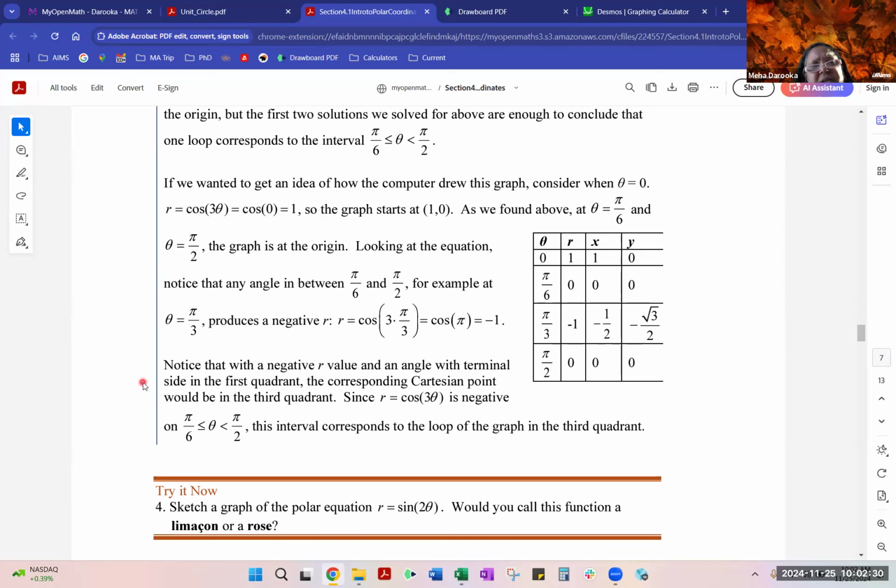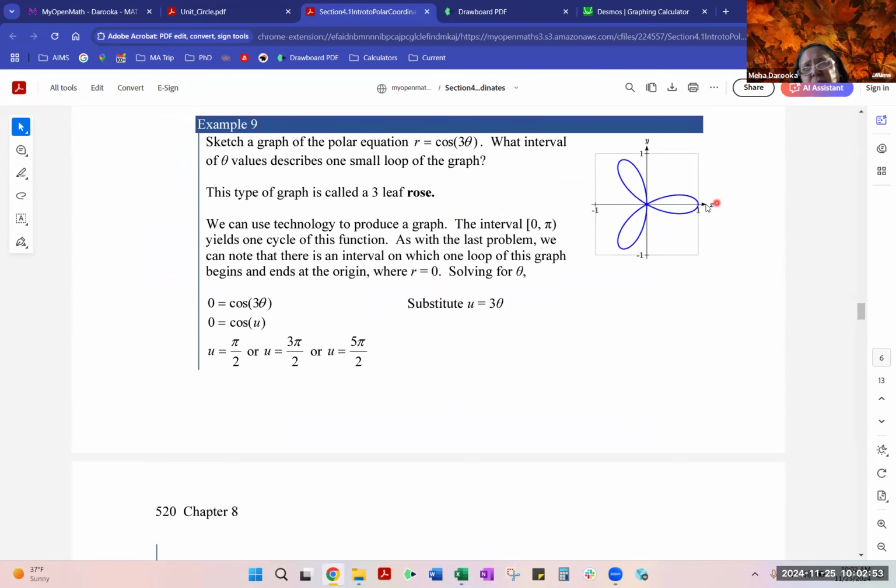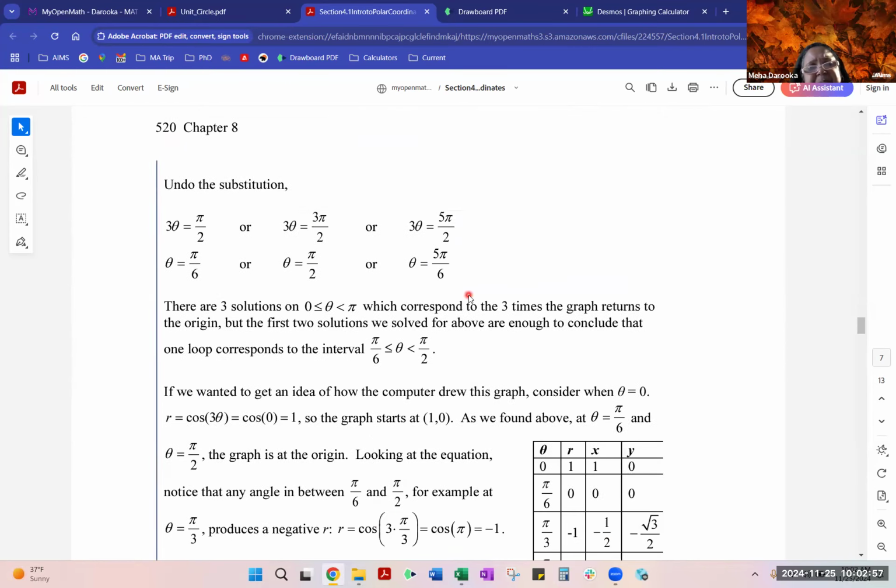Then they're getting into a little bit more detail over here. If we wanted to get an idea of how the computer drew this graph, we can consider our theta angle to be at 0. So 3 times 0 will of course become 0 here, and you're looking at cosine of 0, which corresponds to r equals 1. So you can start the graph at (1, 0), which would actually be this point right over here, guys.